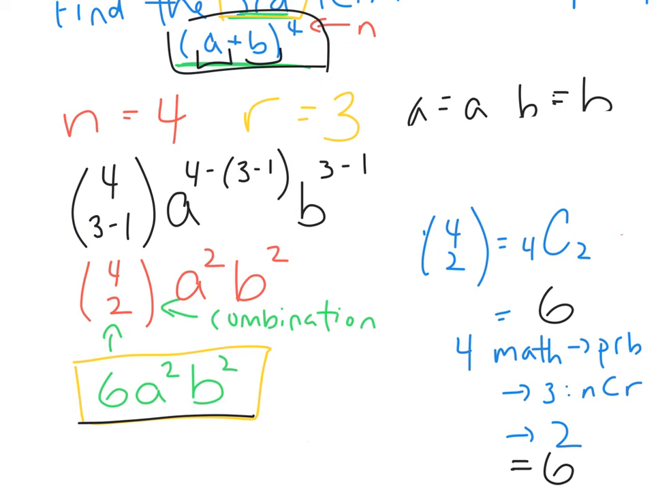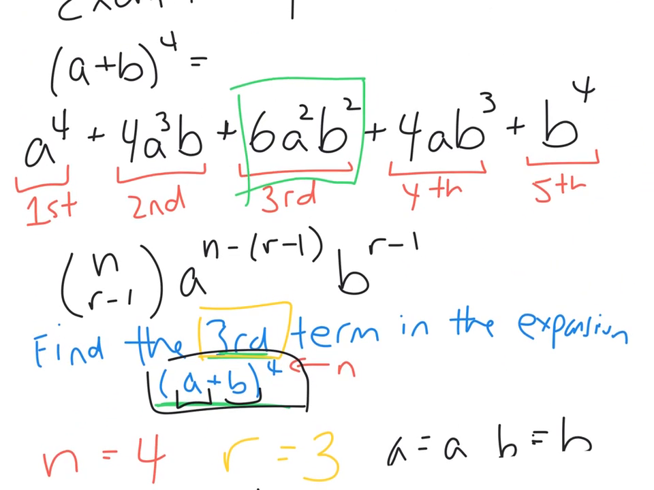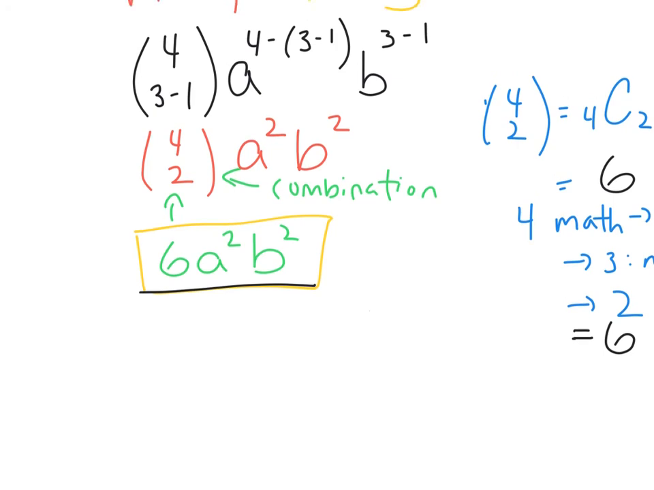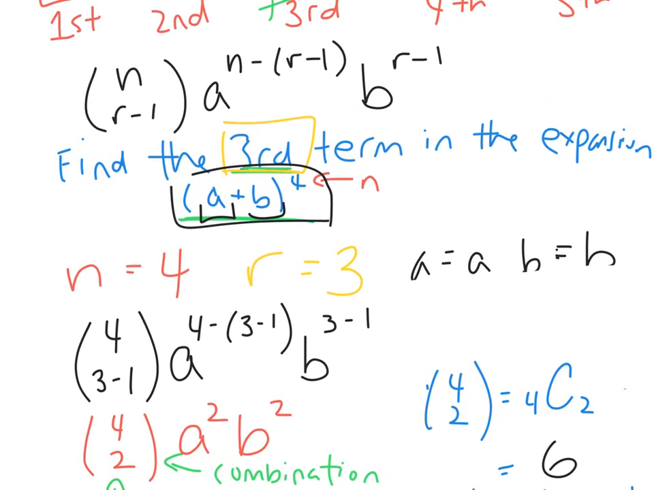Remember we did the expansion already in class and in the beginning of this lecture. So if we go back and look at our expansion, what is the third term in the expansion? See, right here, 6a squared b squared. And if we look back, we got the same thing, 6a squared b squared. You see that? So technically, we didn't have to expand the whole thing. If we wanted to find a specific term, we can just use our formula to find a specific term rather than having to expand the entire thing.